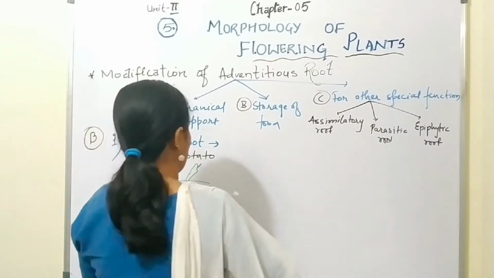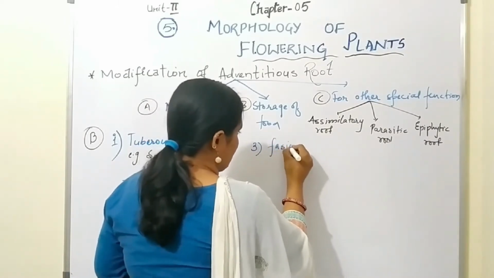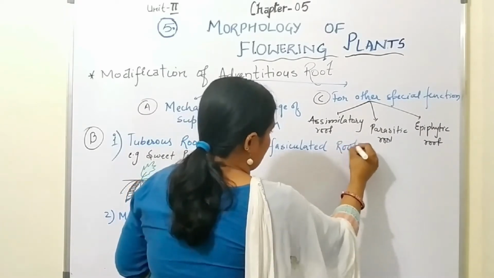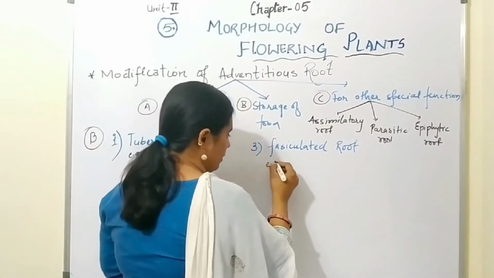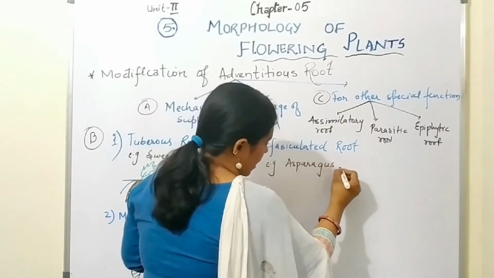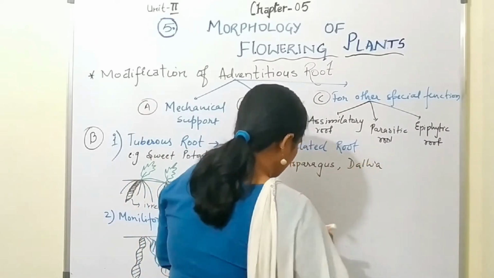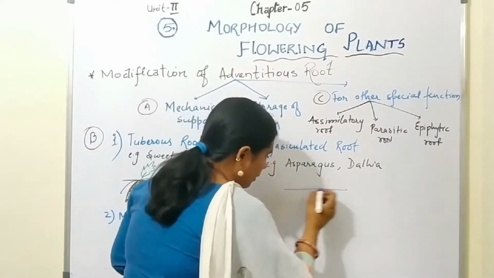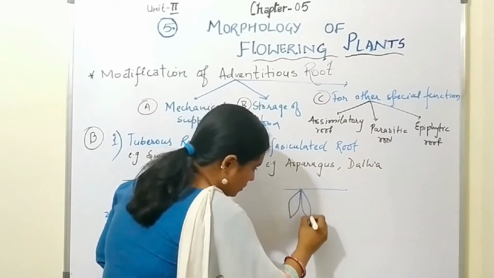Now, the last one is fasciculated root. And this kind of root you will see in asparagus and dahlia. Here, in this category, you will see the roots are in a bunch like this.